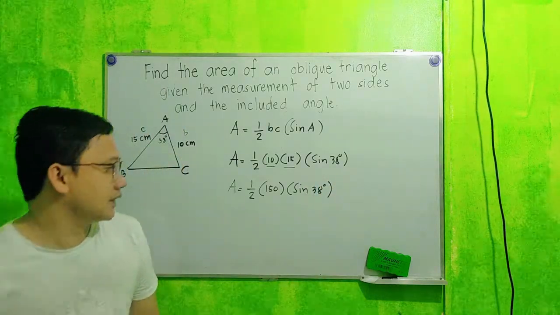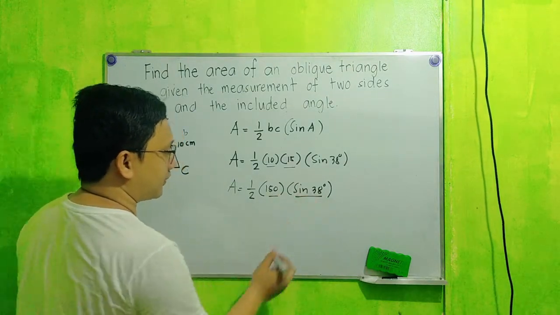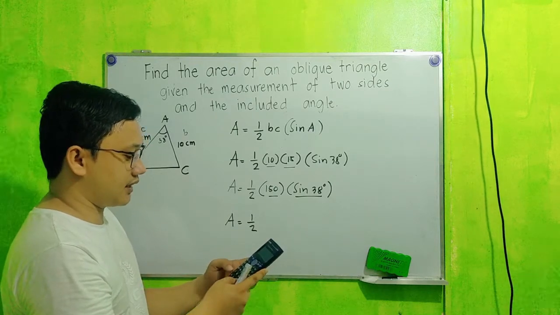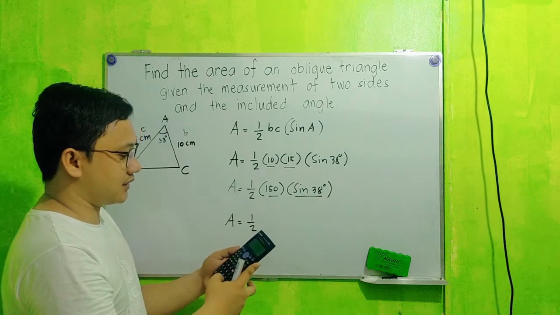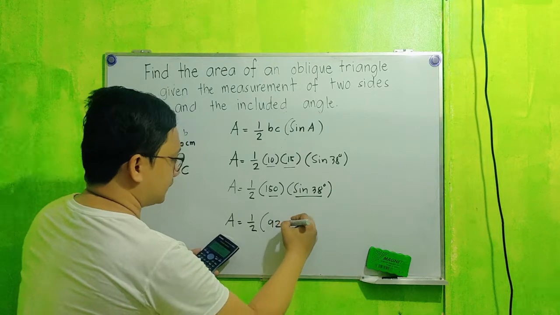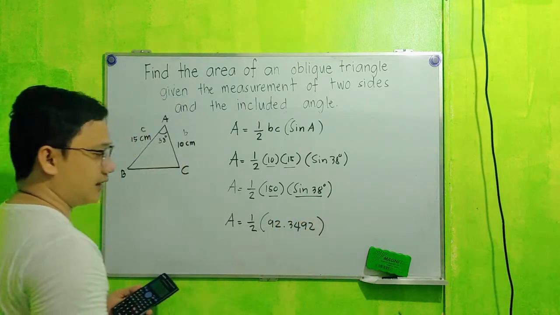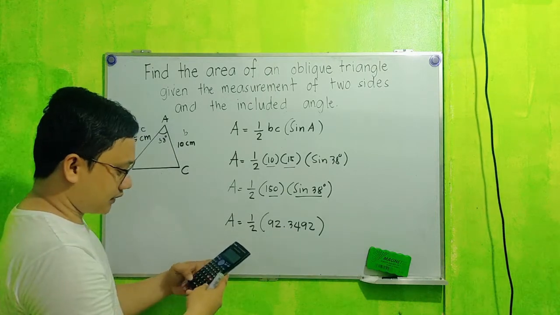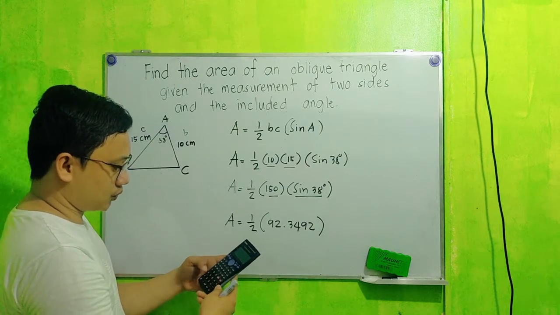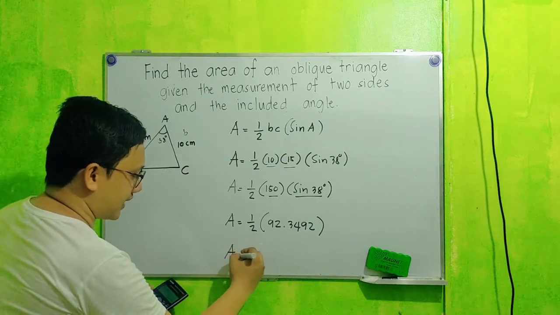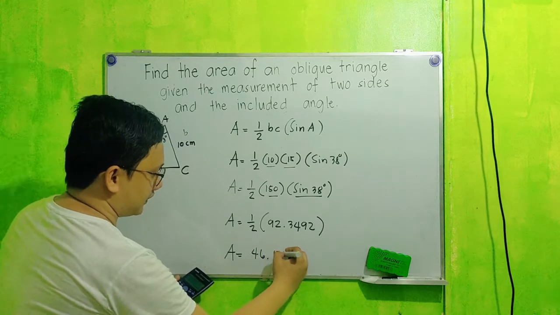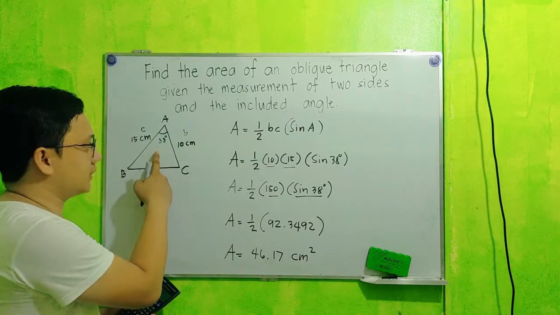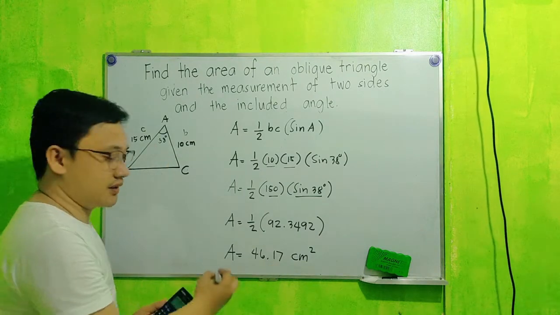So, using your calculator, unahin muna natin i-multiply ito. 150 times sine 38 degrees is equal to 92.3492. Okay? And then, 1/2 of 92.3492, that is 92.3492 divided by 2. Okay? So we have A now, or the area, is equal to 46.17 square, or this is cm square, or square centimeters. So the area of this illustration, or this oblique triangle, is 46.17 square centimeters.